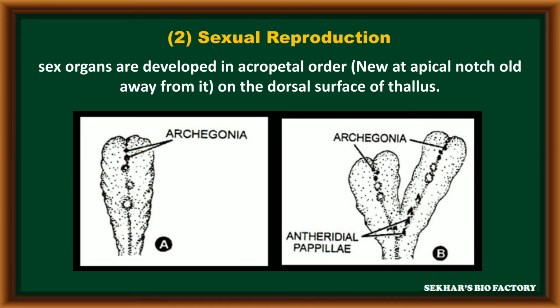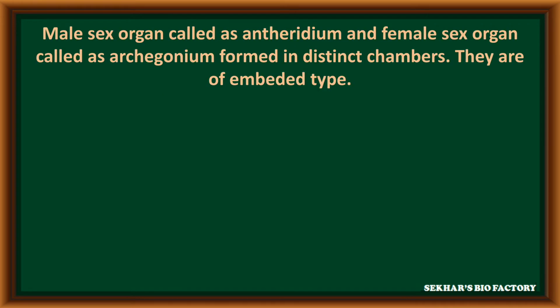During sexual reproduction, the sex organs are developed in acropetalous order. New ones are formed at apical notches and old ones are formed at the lower side. These reproductive organs are developed on the dorsal surface of its thallus. The male sex organs are called antheridia and the female sex organs are called archegonia, formed in distinct chambers. That means these are embedded type. These are embedded in a chamber in the gametophyte.